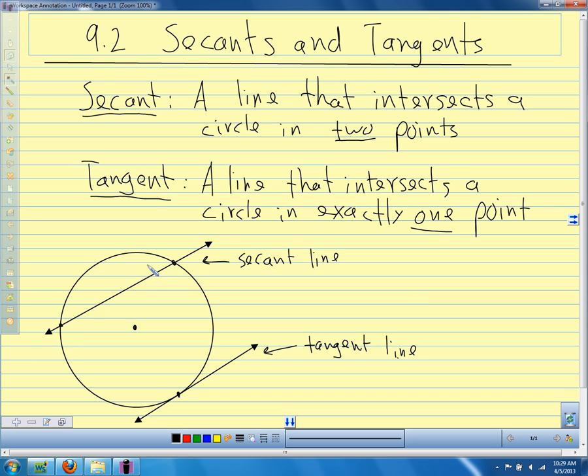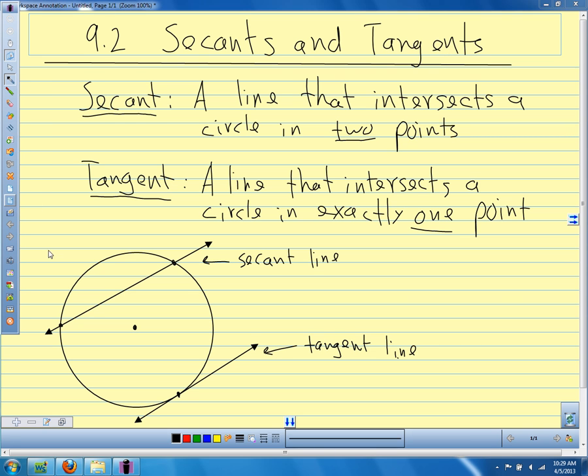Notice the secant line where it cuts through the circle. The segment between the two points where it cuts through the circle makes a chord. So a secant line cuts through a circle, and it leaves us a chord, the segment between the two points where it touches the circle. They're related to chords. So the first thing we want to know is what happens with a tangent line and a radius of the circle.